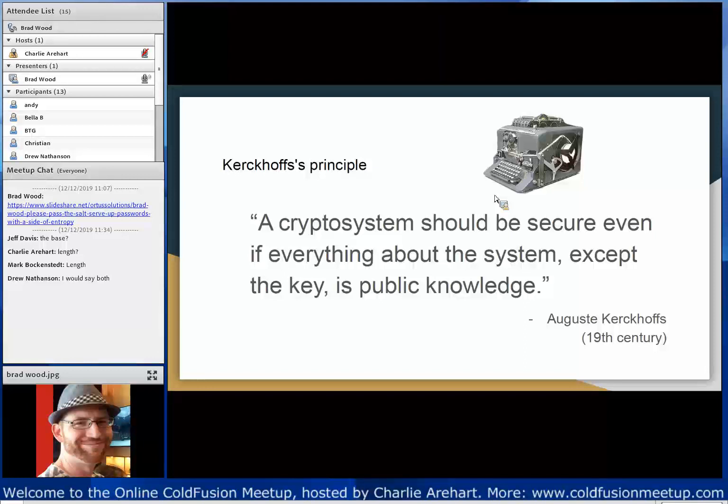And a lot of companies try to go the security through obscurity route, right? Well, if we just don't tell people how we're doing it, they'll never guess. But that's not really a good solution. You have to assume that if somebody was able to steal your database and your code, and they knew everything about the algorithm you used and how you implemented it, but they didn't know what your private keys were, it should still be a secure system.